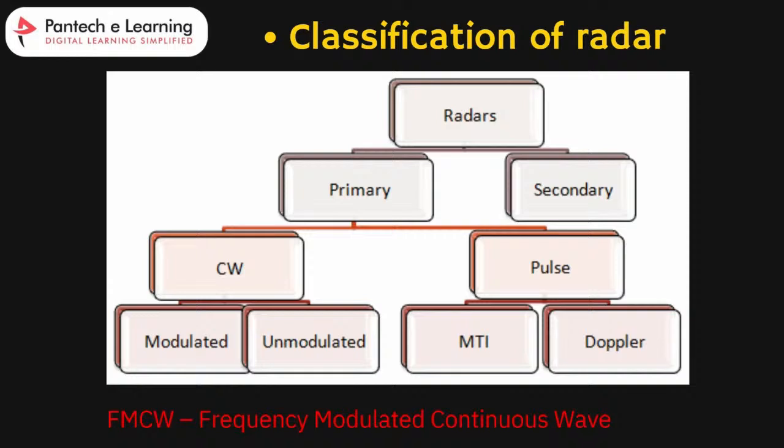Next one is the moving target indicator, which is called MTI. It cancels out stationary clutter and focuses on the moving targets by using Doppler processing. Next one is the Doppler. This Doppler radar detects moving targets by analyzing the Doppler shift in the returned signals. So that is called Doppler radar.